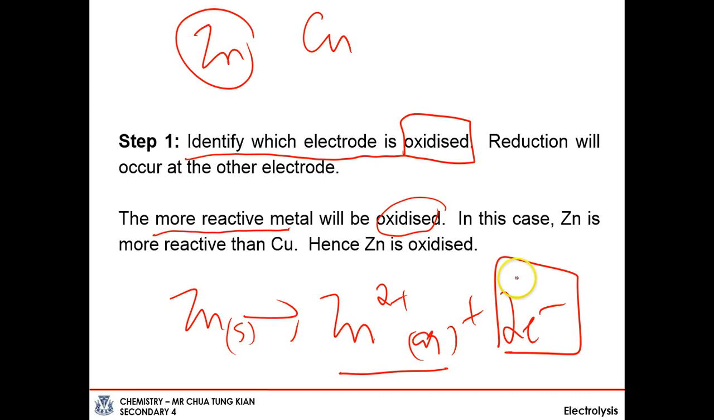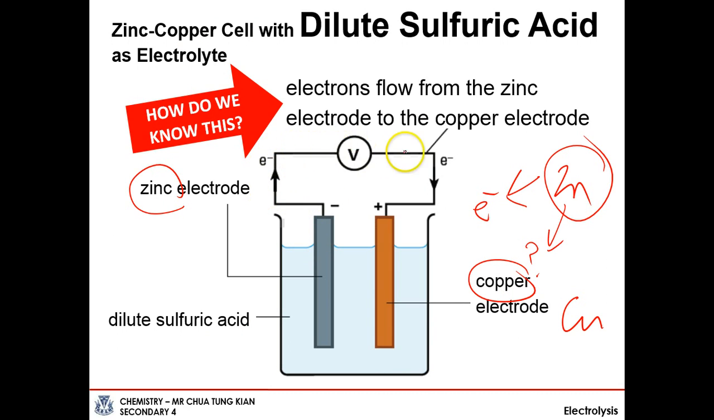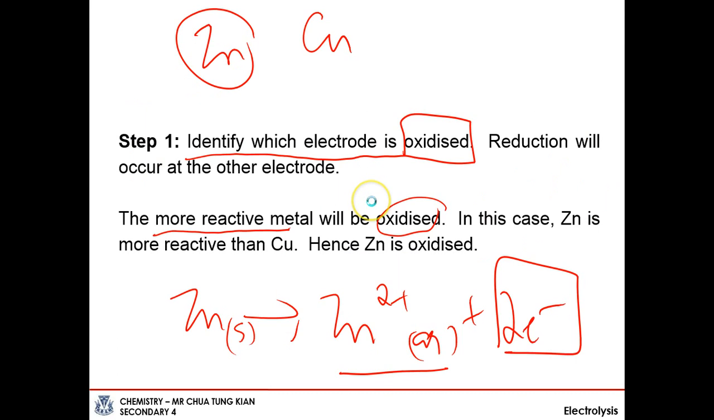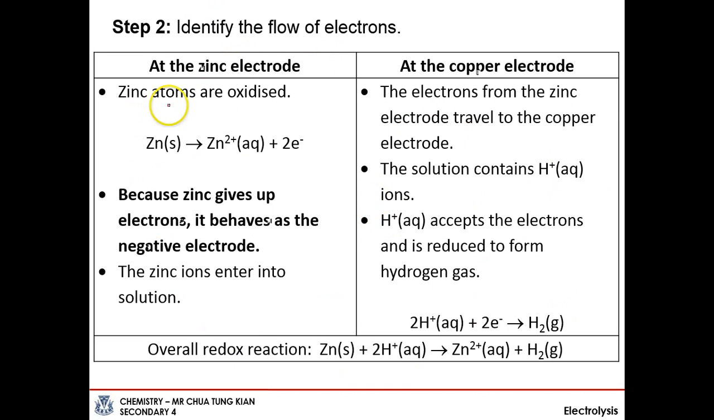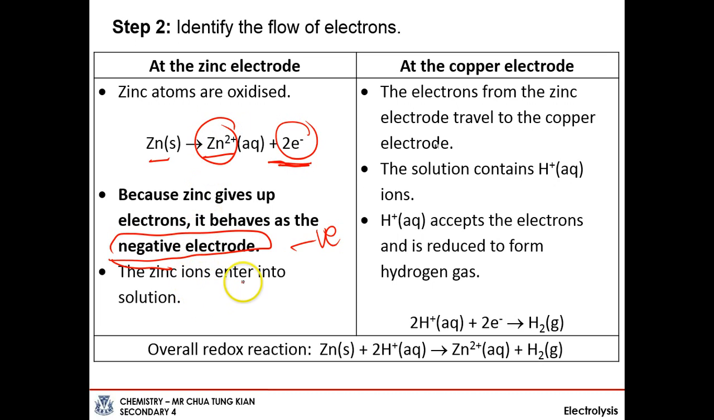And what happens to these electrons? They flow one round over to the other electrode. In this case, it's copper. So as you can see, zinc oxidized to Zn2+, loses 2 electrons per zinc atom. So because it contributes the electrons, it behaves as a negative electrode. The negative electrode. Okay? The zinc ions enter into the solution. They go into the electrolyte. But the electrons travel one round to the copper electrode.